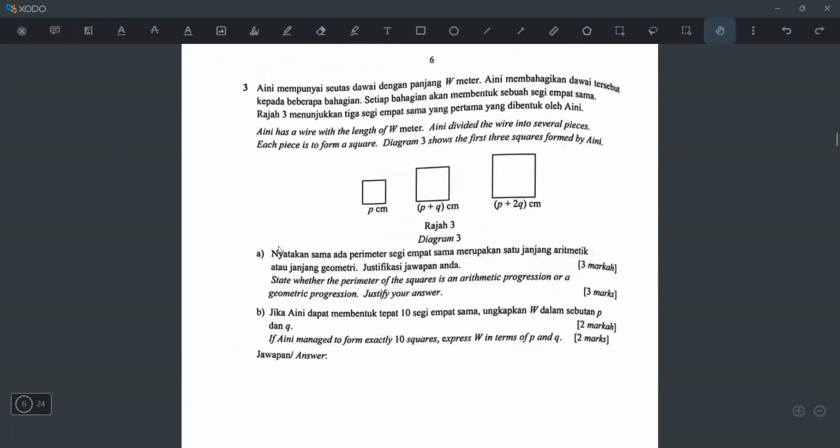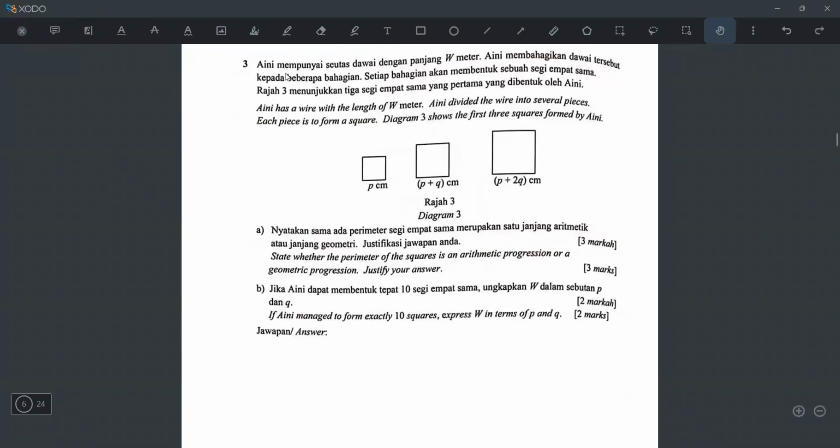All right. Let's go to question number 3. So number 3 says what? Aini has a wire with the length of W meter. So the total wire length is W meter. And then Aini divided the wire into several pieces. So the wire she cut into different pieces. Each piece is to form a square.